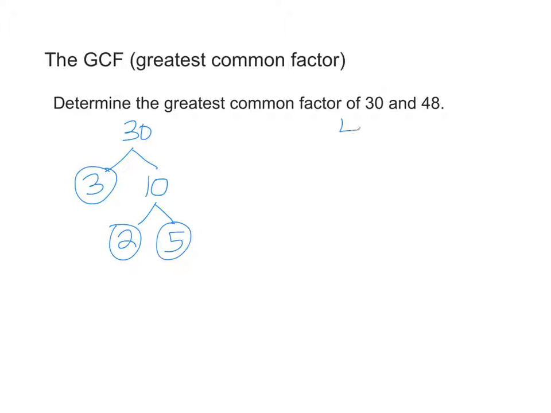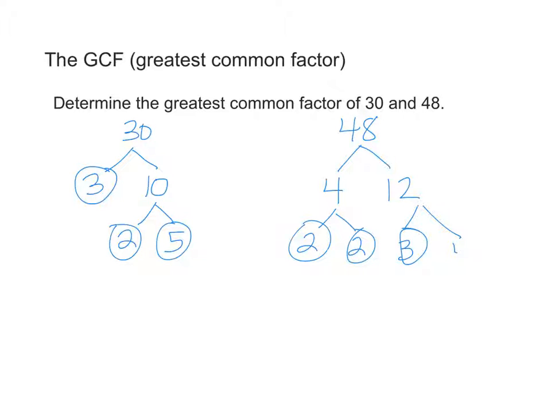And we do the same with 48. 48 can be broken down into 4 times 12. The 4 into 2 and 2. And the 12 into 3 times 4. And then that 4 into 2 times 2. You don't have to do it in that order, but this is what you're going to end up with.